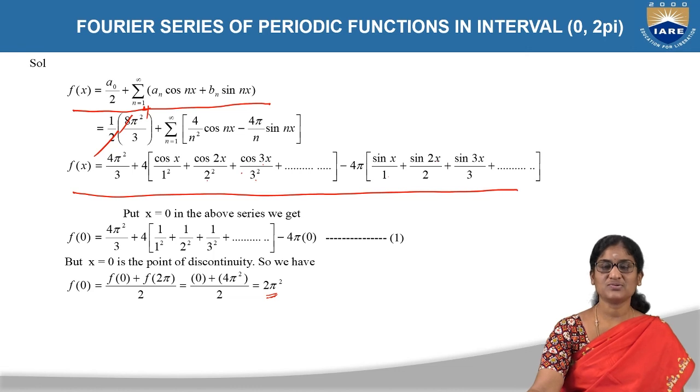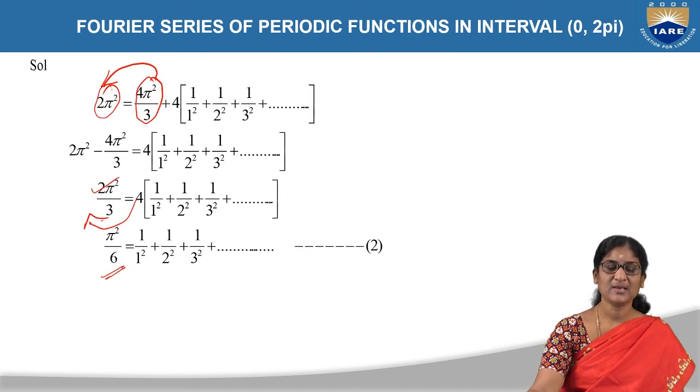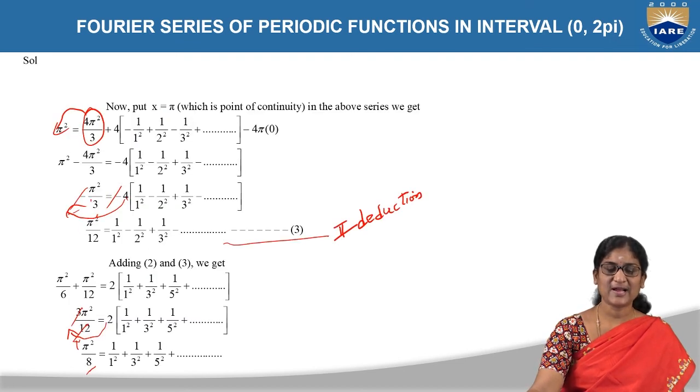Now, going to the deductions. For the deductions, we have to assume x values, not only for this question but in any other question; deductions are obtained by assuming the x value. So here I assumed x is equal to 0 to get the first deduction, and x is equal to pi for the second deduction, and simply added 1 and 2 to get the third deduction.